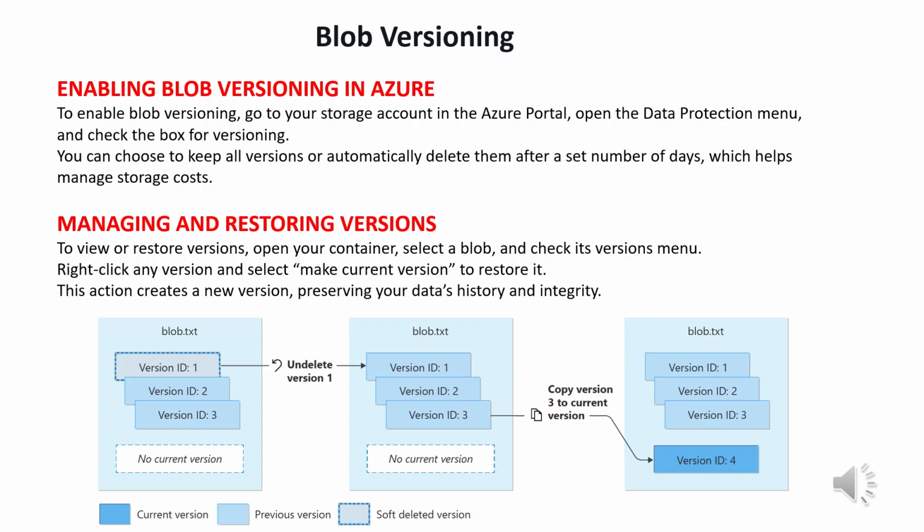Managing and restoring versions. To view or restore versions, open your container, select a blob, and check its versions menu. Right-click any version and select Make Current Version to restore it. This action creates a new version, preserving your data's history and integrity.